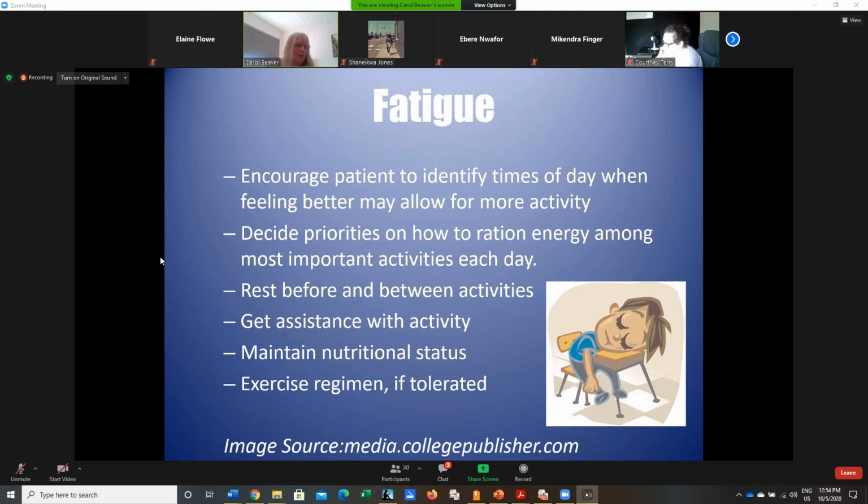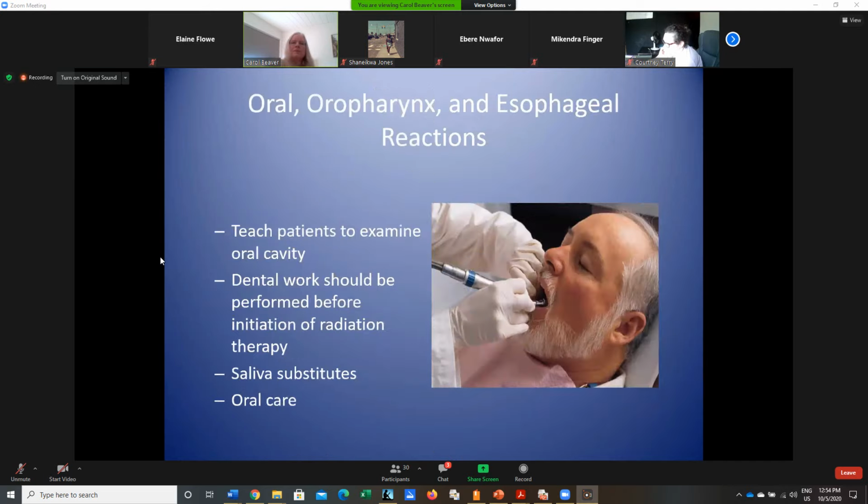So let me do one more, because this is oral here. Oral and oropharynx and esophageal reactions. So you're going to teach the patient to examine the oral cavity, and dental work should be performed before initiation of radiation therapy if it's possible. It's like that for chemotherapy also, because it can affect your mouth, especially if you've got radiation in the oropharynx, or if you're taking chemotherapy that does cause effects on normal cells, especially in the mouth. They call it mucositis or stomatitis. So it's better to go on and get some dental work done if you can.